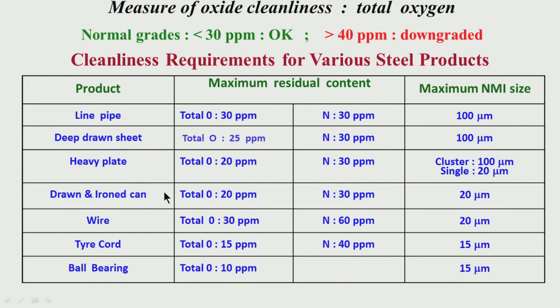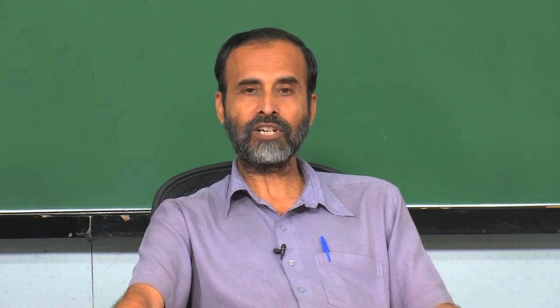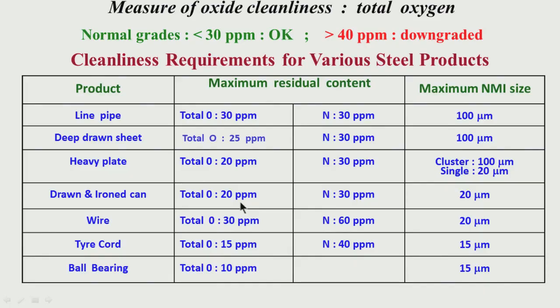Let us go to another important product, drawn and ironed can. Nowadays you see a lot of steel cans being used as containers for, say, soft drinks, beer cans, you find a lot of cans. So, these are very thin sheets with very stringent applications. What is the total oxygen requirement? 20 ppm, that means oxide cleanliness has to be very high. Nitrogen 30 ppm, only 20 micron is allowed for the NMI.